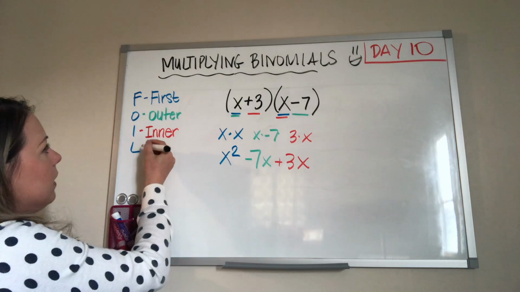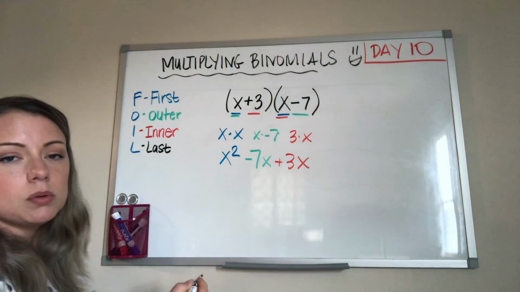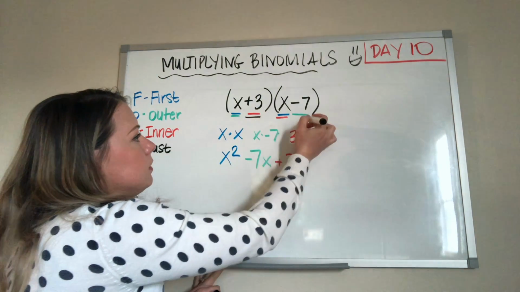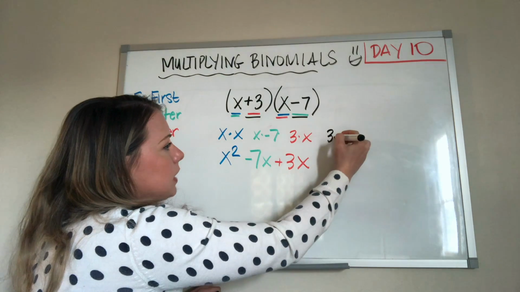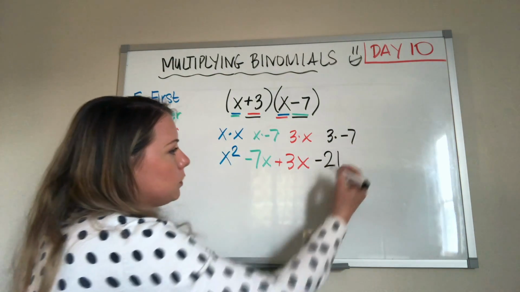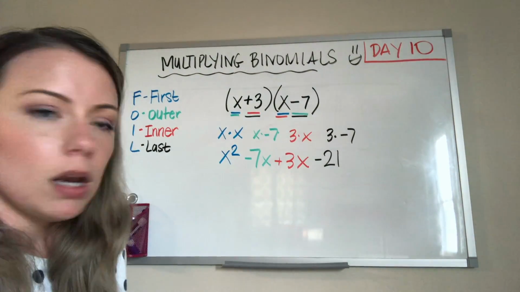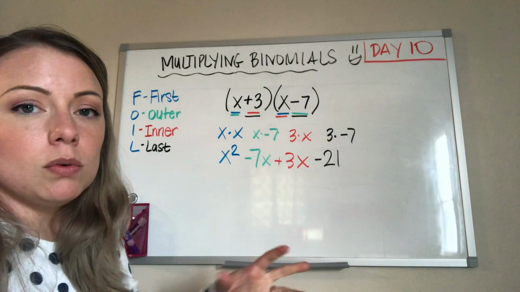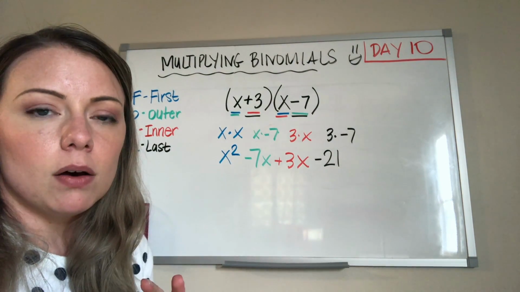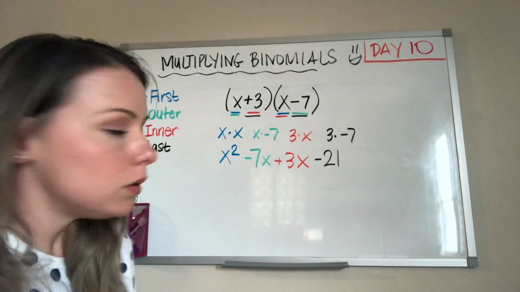And then my L stands for the two last terms in the binomials. So I have a positive 3 times a negative 7, which produces a negative 21. All right, so far so good. You multiplied everything through, which was the very first hurdle to overcome. Now we have to combine any like terms that are combinable.